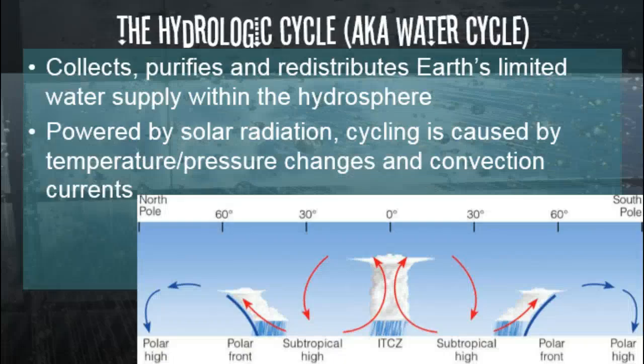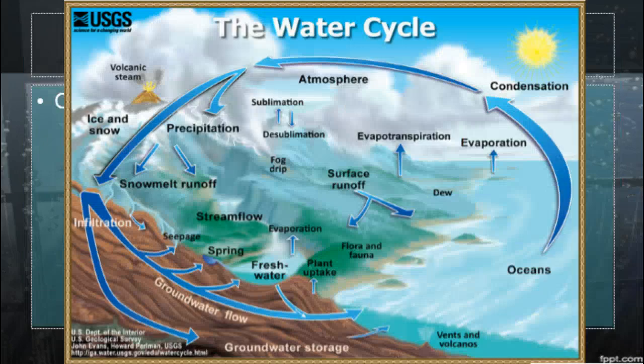So remember also from that unit that the water cycle, or the hydrologic cycle, is constantly collecting and purifying and redistributing all of our water throughout the world. And it does that because of the solar radiation causing these convection currents and temperature and pressure differences. And remember, we get those different cells of air moving around and different fronts that bring rain and weather patterns like that. And that all redistributes our water. So remember, these are our basic steps in that water cycle.